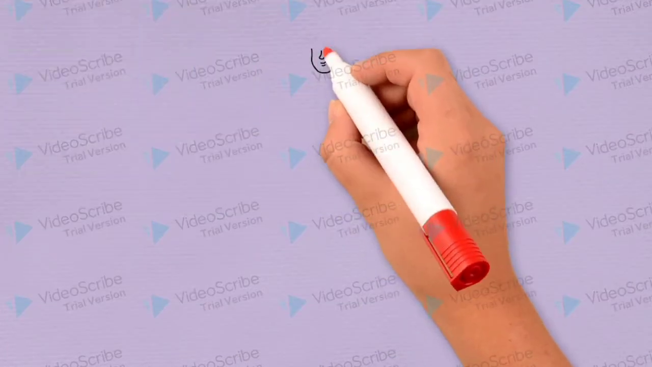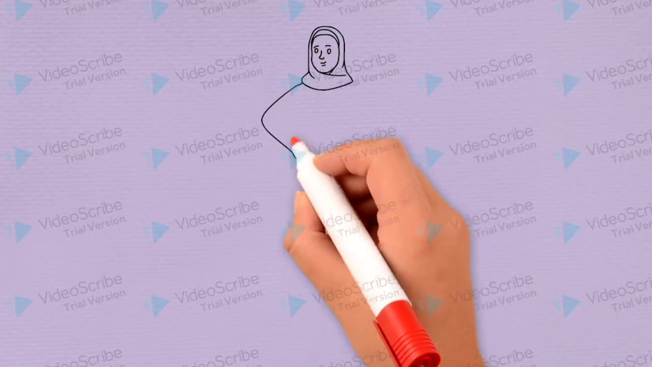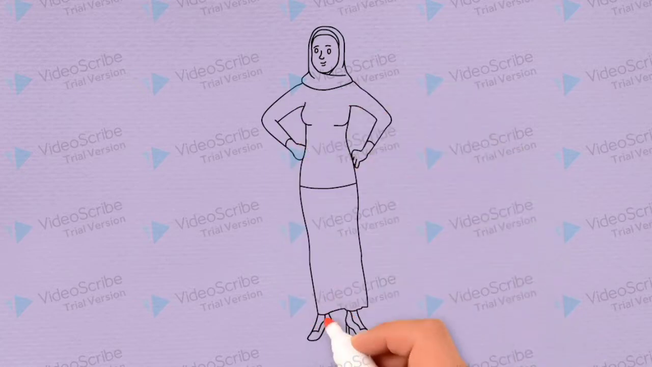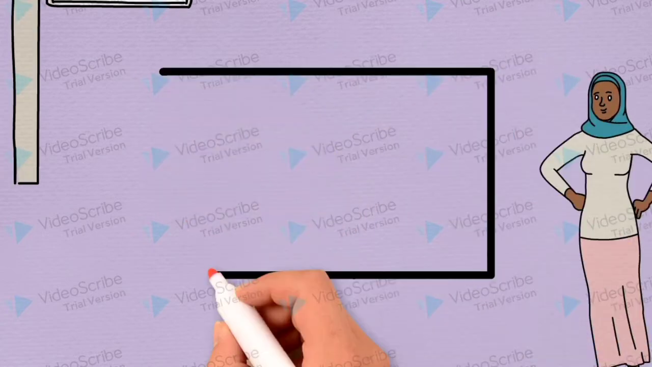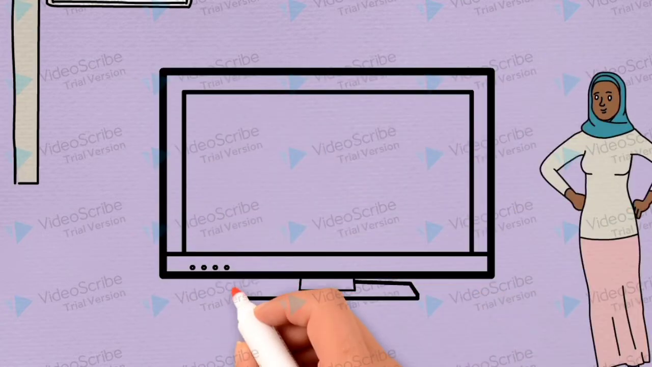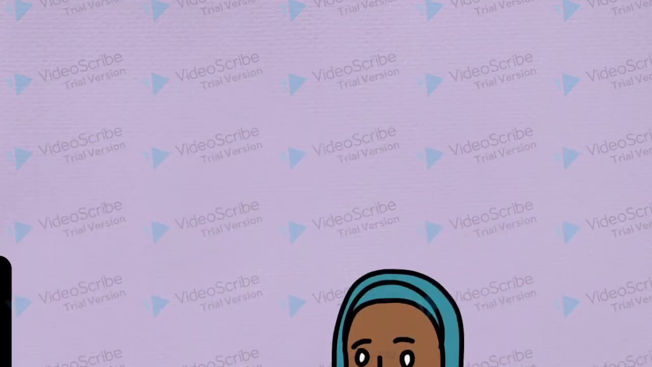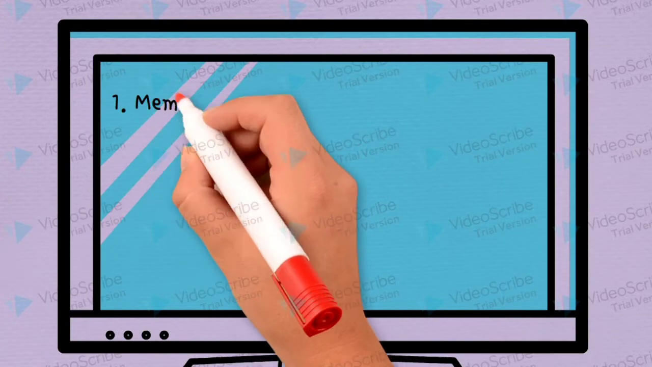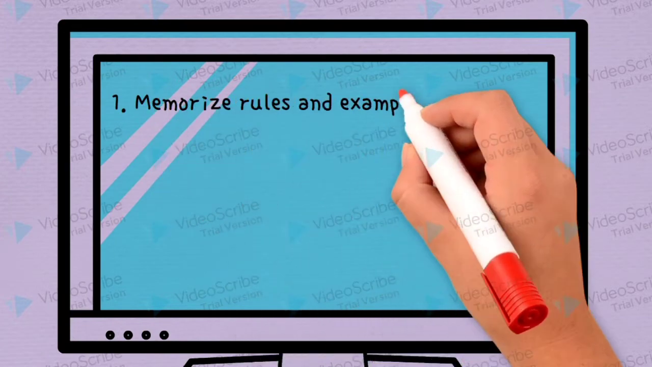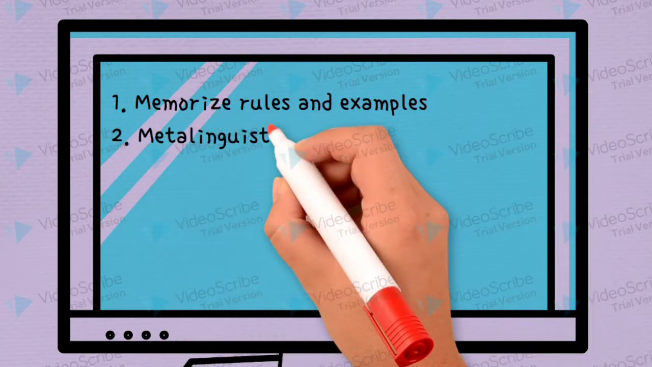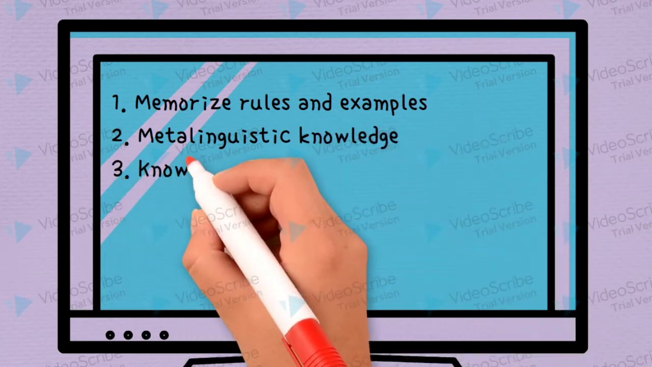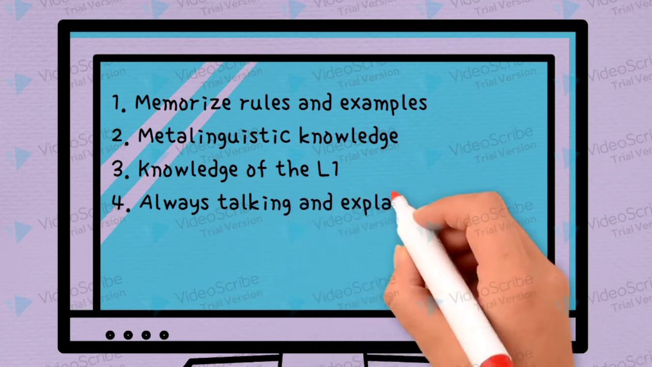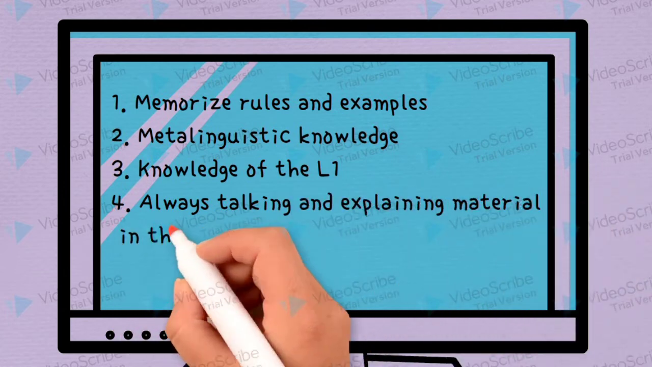In the grammar translation method, the role of teacher and students is different. The role of teacher in grammar translation classroom is memorize rules and examples, meta-linguistic knowledge of the L1, always talking and explaining material in the chapter to students, correcting students' translation.